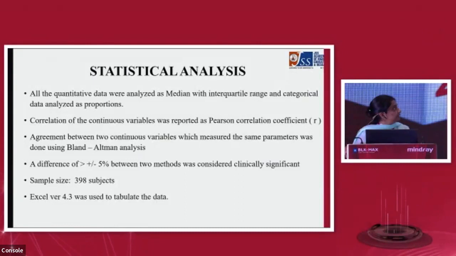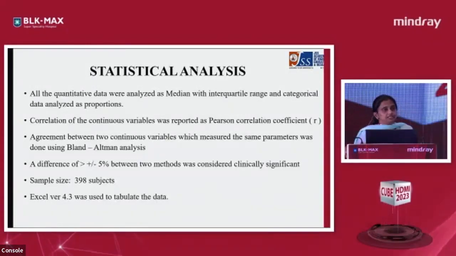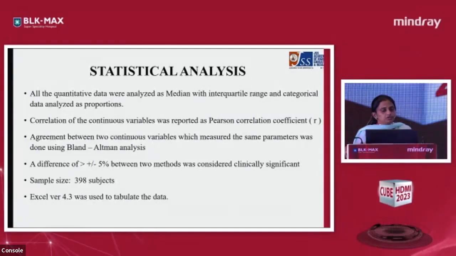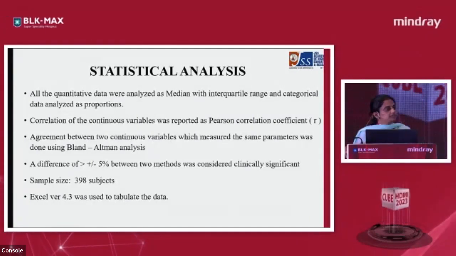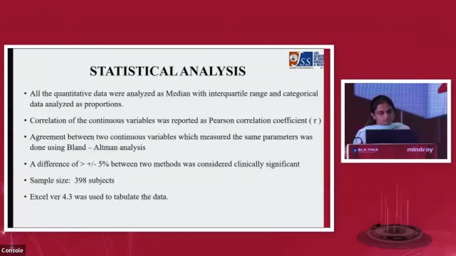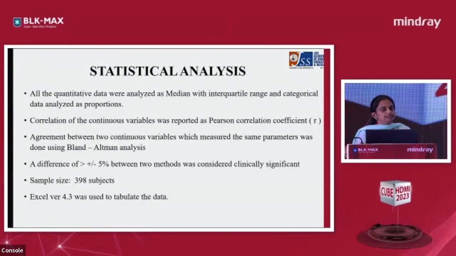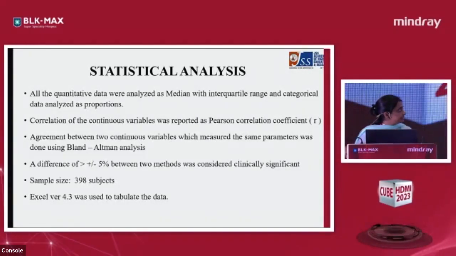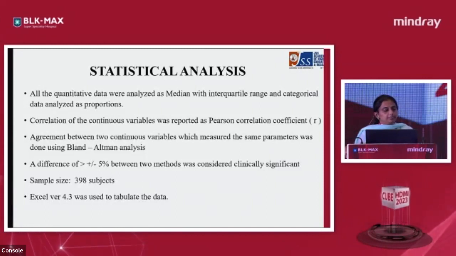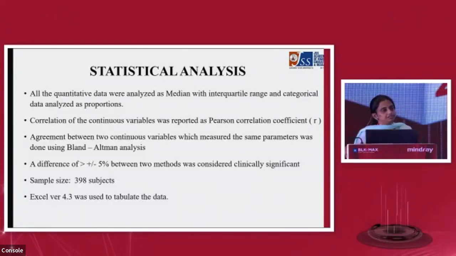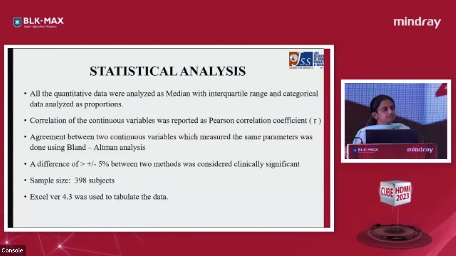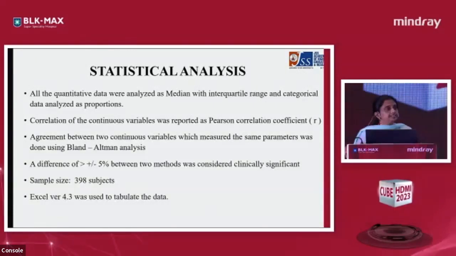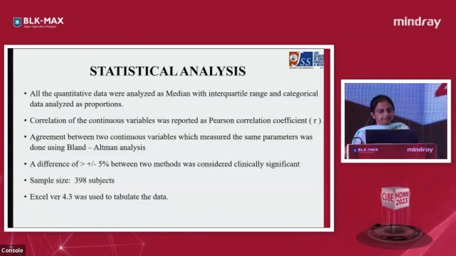All the quantitative data were analyzed as median with interquartile ranges and categorical data as proportions. Correlation of continuous variables was reported as Pearson correlation coefficient, and agreement between two continuous variables measuring the same parameter was assessed using Bland-Altman analysis. A difference of more than plus or minus 5% between the two methods was considered significant. We had a total of 398 subjects included in our study.